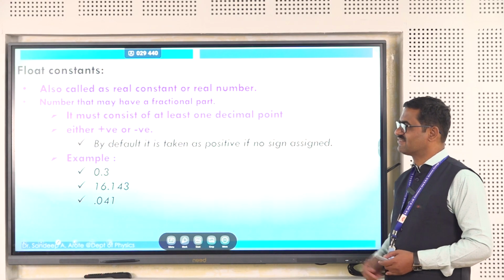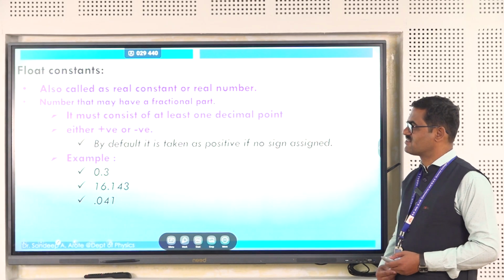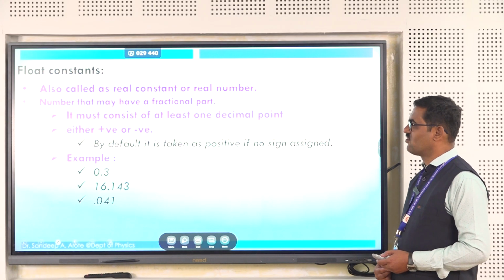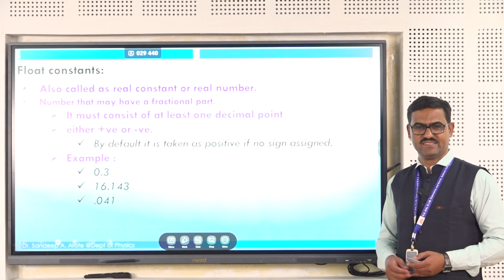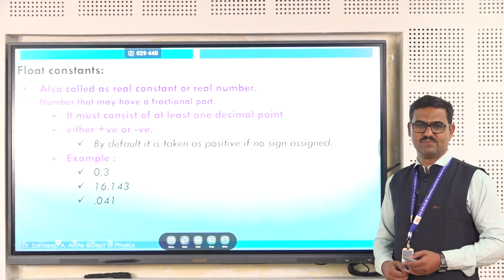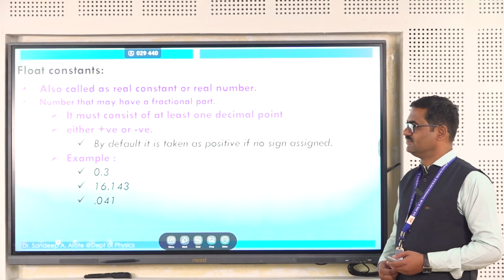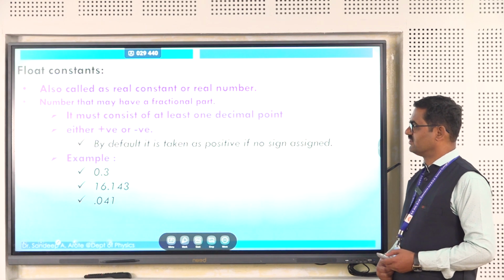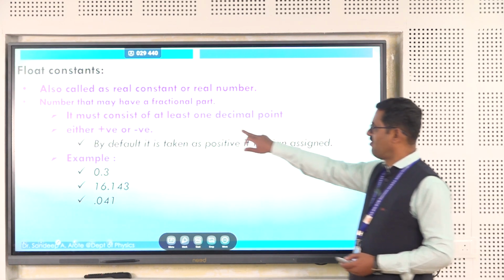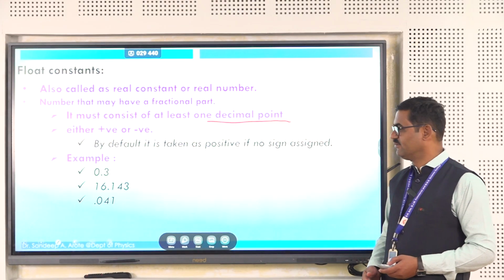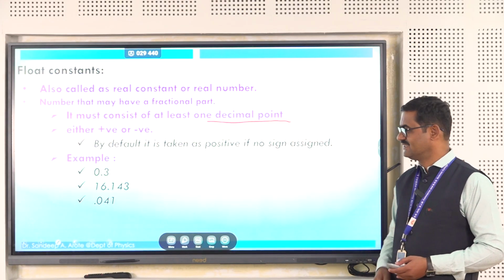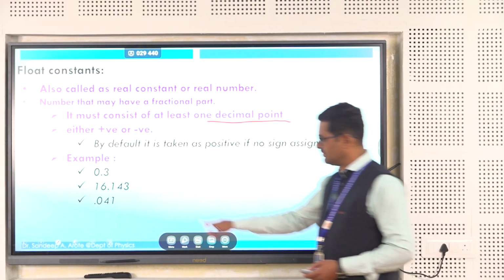Now, let us move towards the next part of constants, that is the float constant. This is also known as a real constant or real number. Any sequence of digits with at least one decimal point can be treated as a real number or real constant, and you can say it is a float constant. So, it must consist of at least one decimal point. This number can be negative or positive. By default it is treated as positive. These are some valid examples.